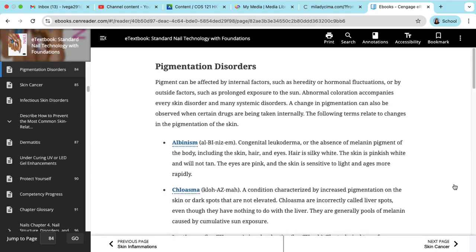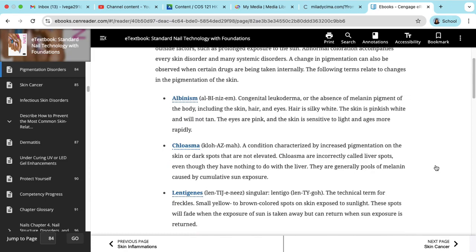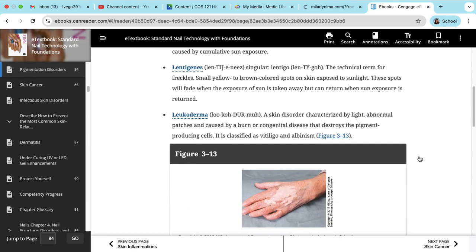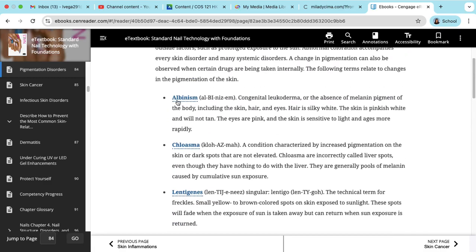Pigmentation disorders. We have albinism, that is the absence of pigment, of melanin. We have chloasma, which is an increase of the pigment. We have lentigines, which are also called lentigo, and this one is freckles. We have leukoderma, a skin disorder characterized by light abnormal patches and caused by a burn. So let's highlight these important things.